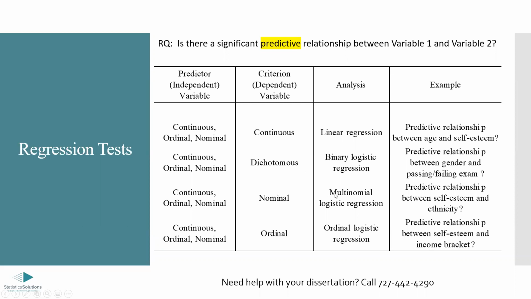If you have more than two outcomes, such as ethnicity, so you had several choices for ethnicity, white, black, Asian, and Hispanic, you would need to use a multinomial logistic regression to predict ethnicity. And if you have an ordinal outcome variable or dependent variable, which is income bracket, then you need to use an ordinal logistic regression.